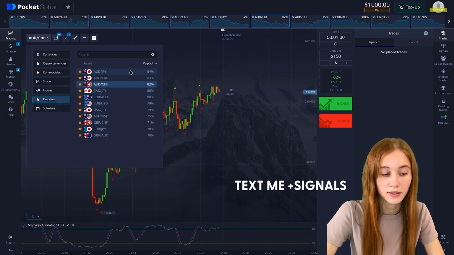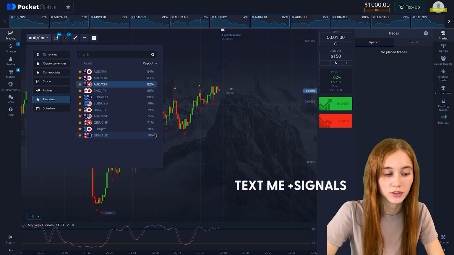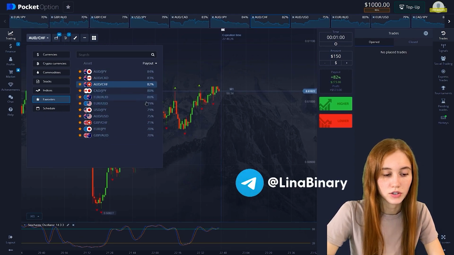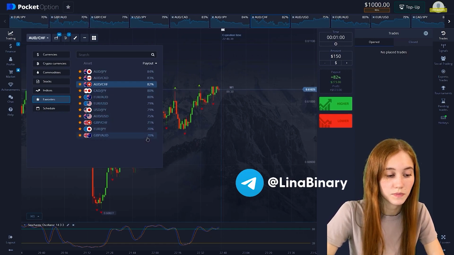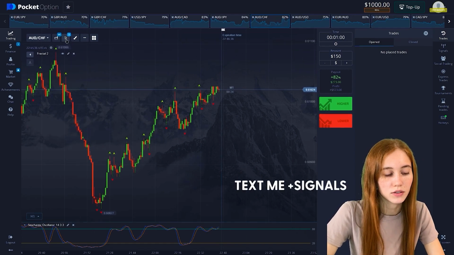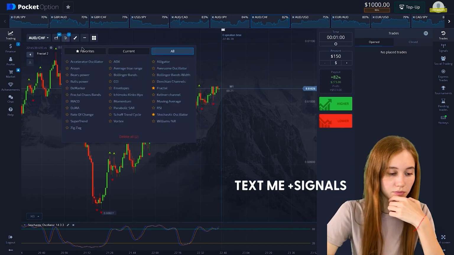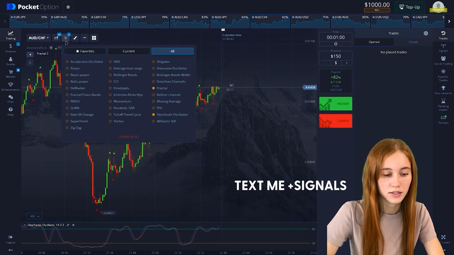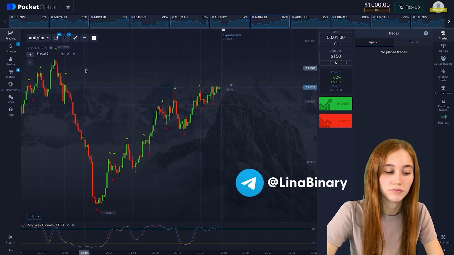I have highlighted these currency pairs where the payout percentage is more than 70%. If the payout percentage is 70%, then for a $100 deal the profit you'll receive will be $70. Today we will also use two indicators. These are fractal and stochastic. I'll simply call it a fractal and oscillator.